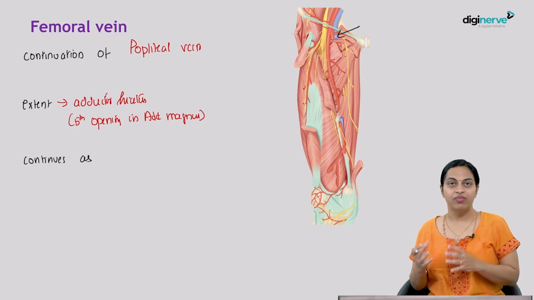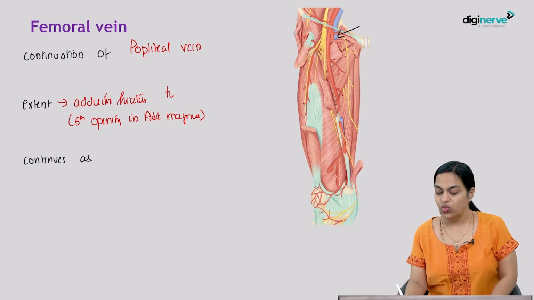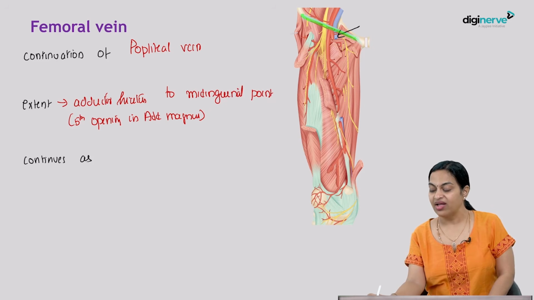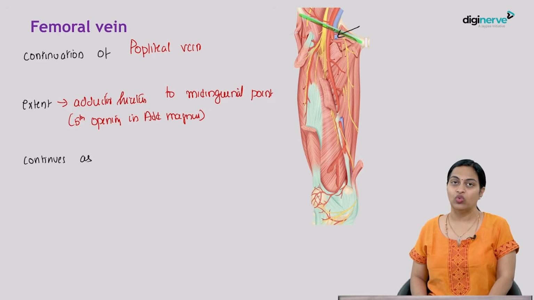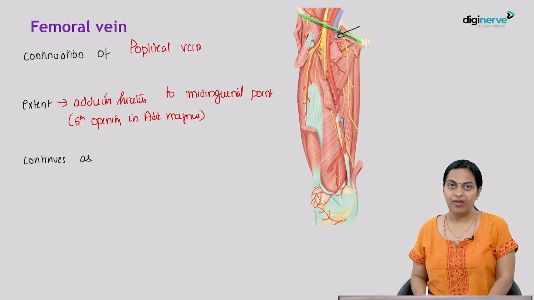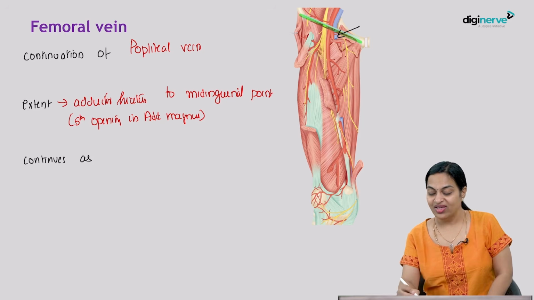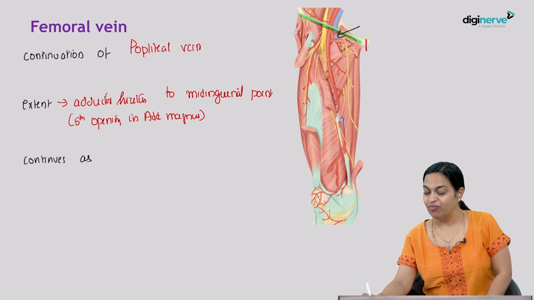Okay, so from the adductor hiatus to the mid-inguinal point. What is this mid-inguinal point? Remember the inguinal ligament extending from the anterosuperior iliac spine to the pubic tubercle. Okay, so just more medial to the pubic tubercle, in the midline we have the pubic symphysis.